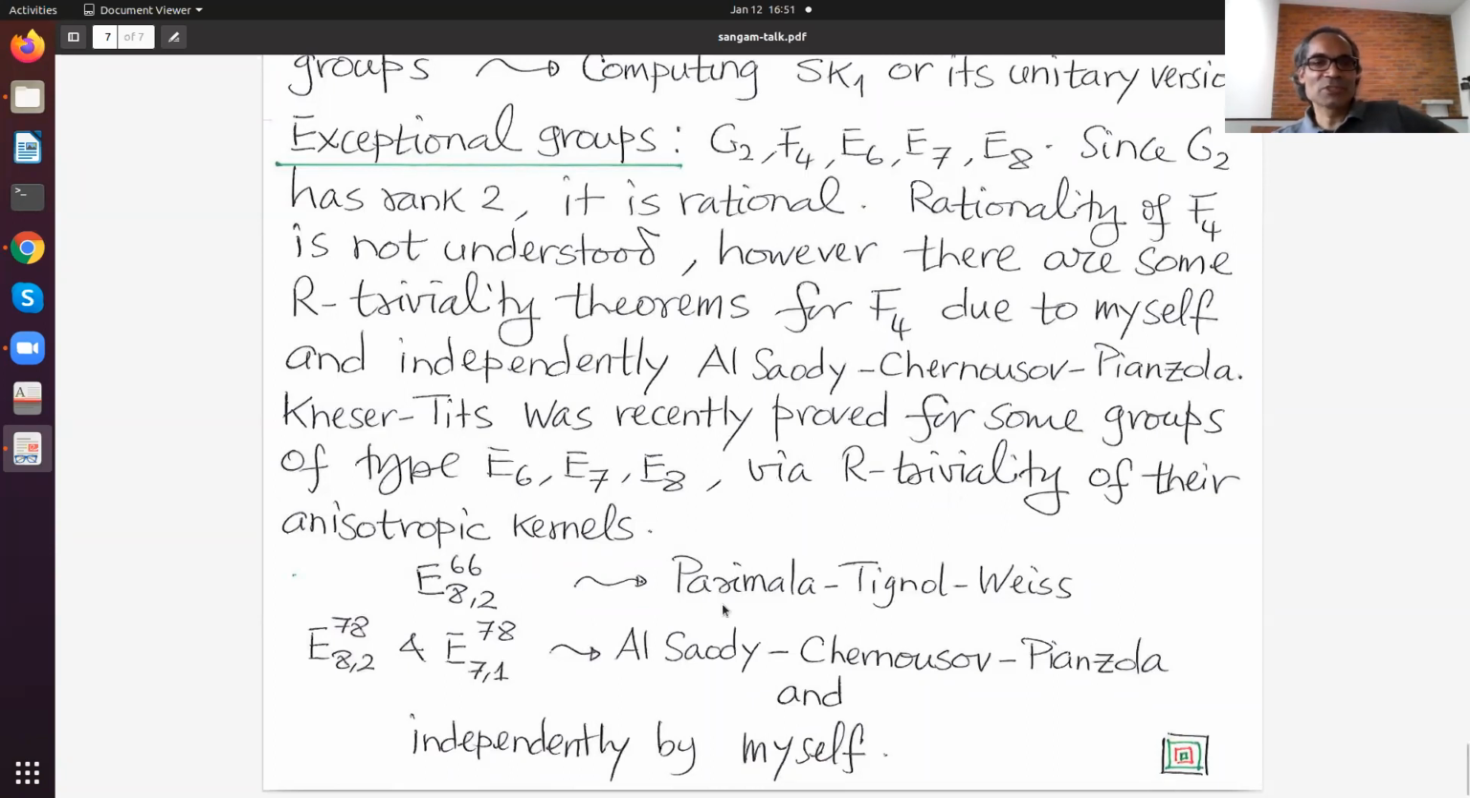And then comes the other version of E8, which is again rank 2. Of course, E8 is rank 8, but this is K-rank 2. And the anisotropic kernel is of dimension 78 here. It's a group of type E6, in fact, anisotropic E6. And this sits here as a subgroup. This is a version of E7 of rank 1 and the same anisotropic kernel. And this Kneser-Tits was proved by three people, the same trio there, and independently by myself.